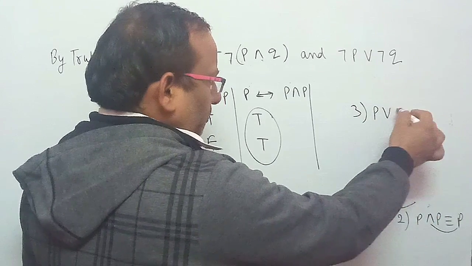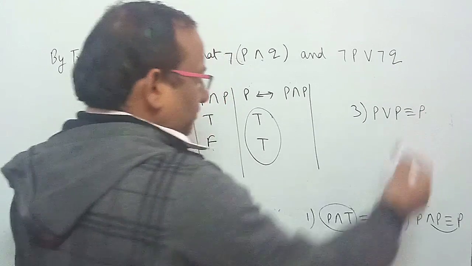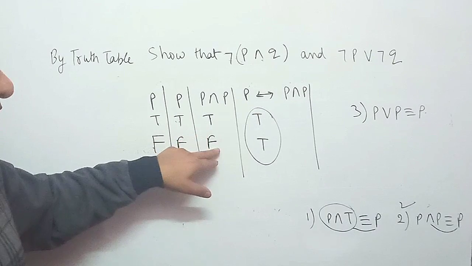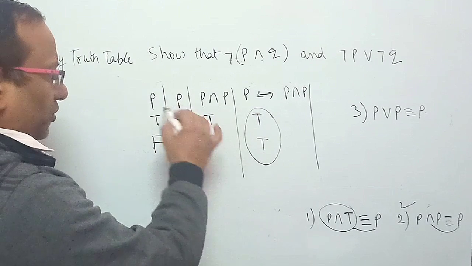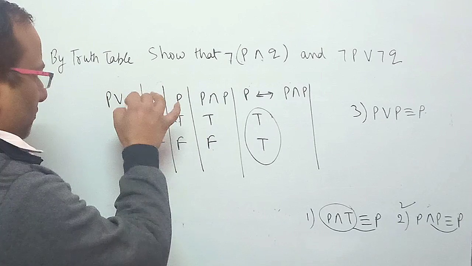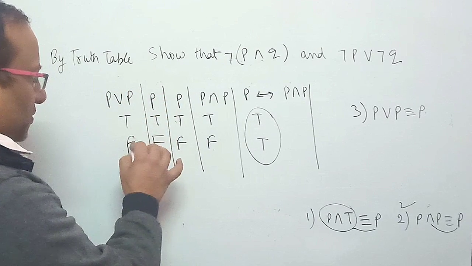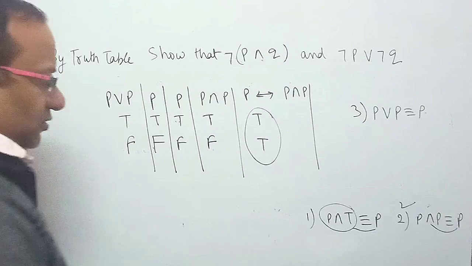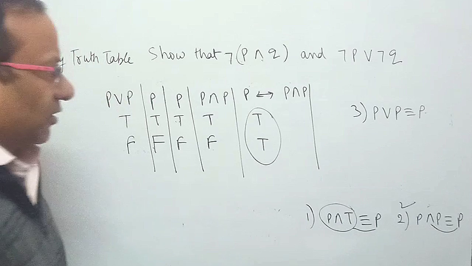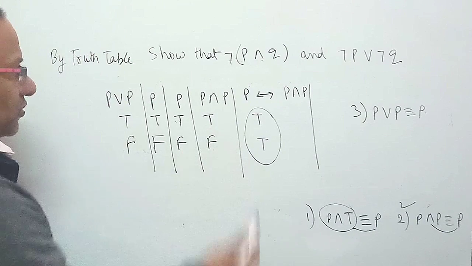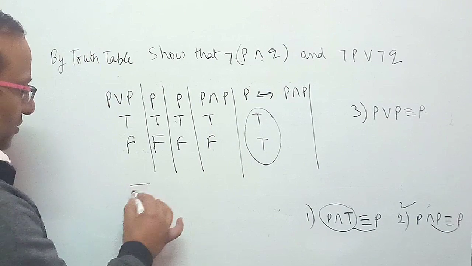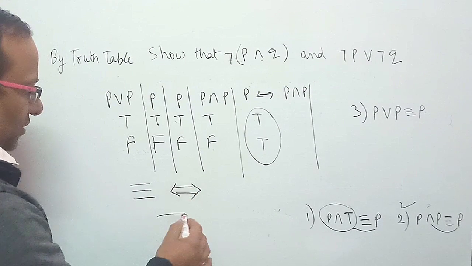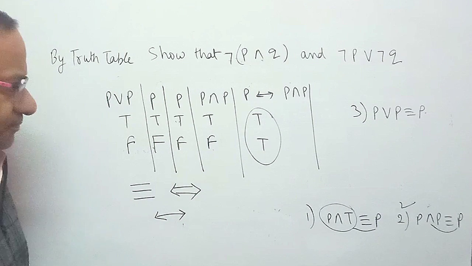Similarly, we can verify P or P as P, because true or true will be true, false or false will be false. So again the result P or P will come out the same as P, hence their biconditional will be a tautology. So this is one thing that we can prove equivalence, and the difference between this equivalence, which is similar to this, and this biconditional.